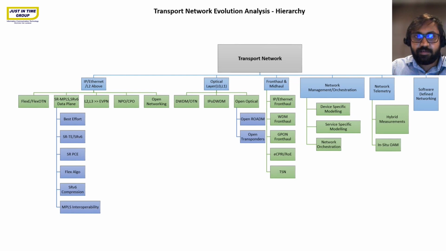And then we have to look at how we would evolve the IP and optical layer, and whether we're going to keep DWDM OTN networks further. There's a lot of traction towards IP over DWDM. Then we will go through open optical standards and also open optical evolution. At the same time, I will do some explanation on 5G fronthaul and different 5G fronthaul options. And at the same time, I will explain network management, orchestration, telemetry, and also software-defined networking.